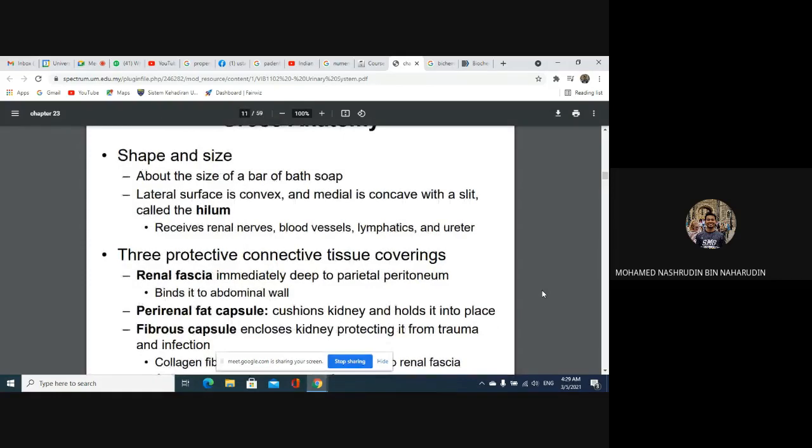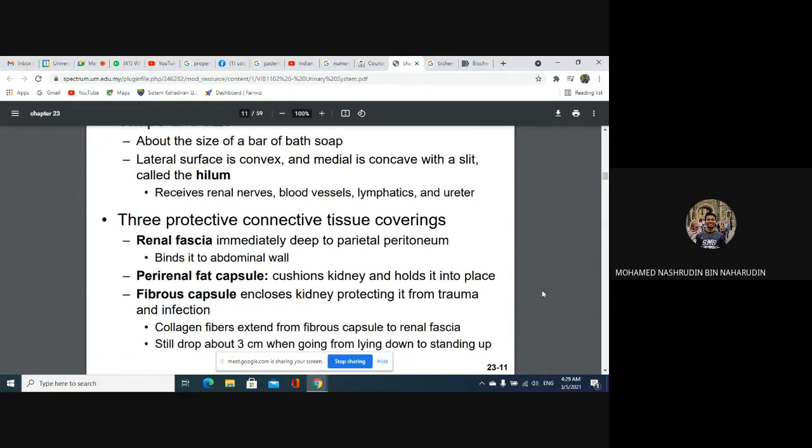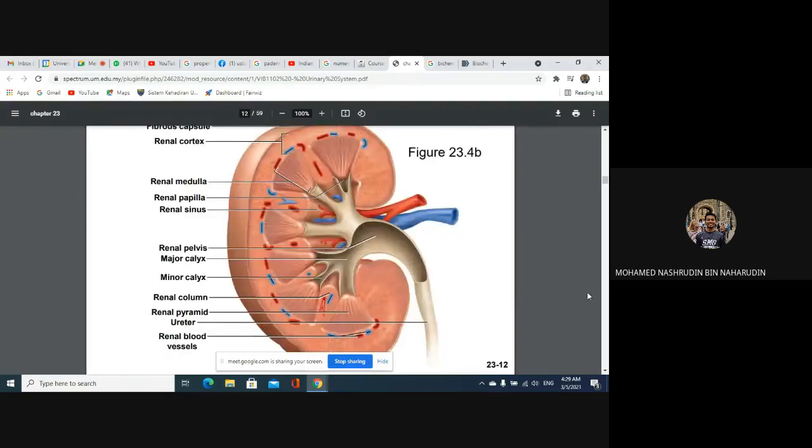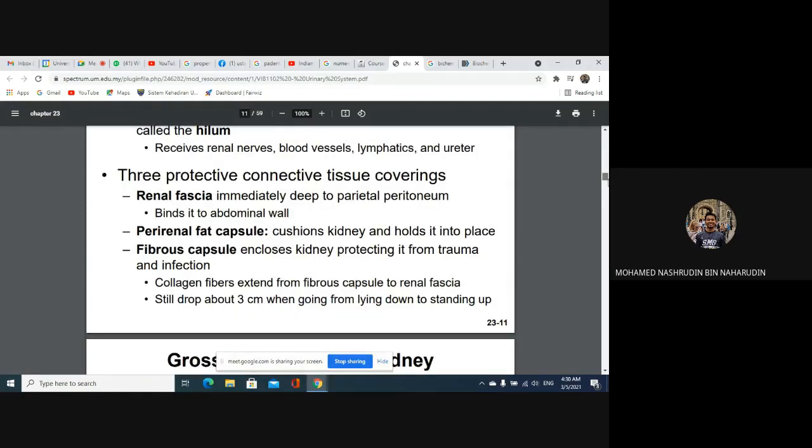So the lateral surface, the outside, is convex, and the medial surface is concave with a slit called the hilum. The hilum receives renal nerves, blood vessels, lymphatics, and also the ureter. This part is the hilum that receives the nerves, renal artery, renal vein, all the blood vessels, and also lymphatics, and also the ureter.